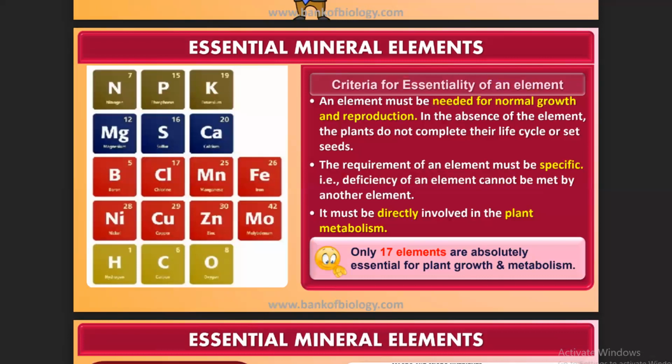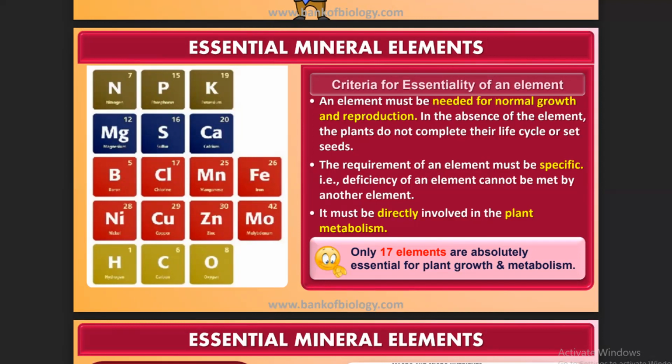Now, the essential mineral elements we have are NPK, magnesium, sulfur, calcium, boron, chlorine, manganese, iron, nickel, copper, zinc, molybdenum, hydrogen, carbon, and oxygen. All these elements must be needed for normal growth and reproduction. In the absence of the element, the plants do not complete their life cycle or set seeds.